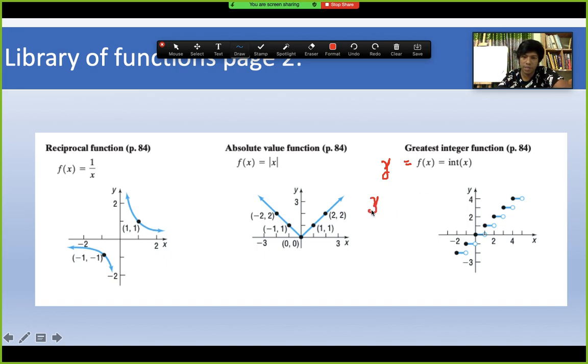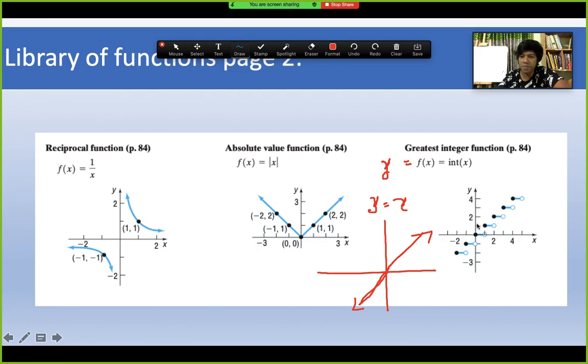Suppose y equals x. What is the graph of y equals x? If x equals 1, y equals 1; if x equals 2, y equals 2; whatever value you take, you will get this line. And on the negative side also you get this line. This is the y equals x graph.